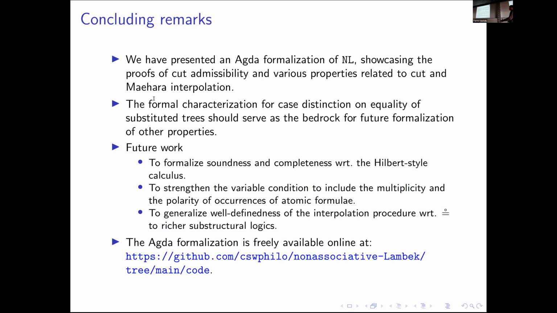And the final thing is that if you are interested in the formalization, you are welcome to visit this GitHub repository. And this is my talk, and thank you very much.